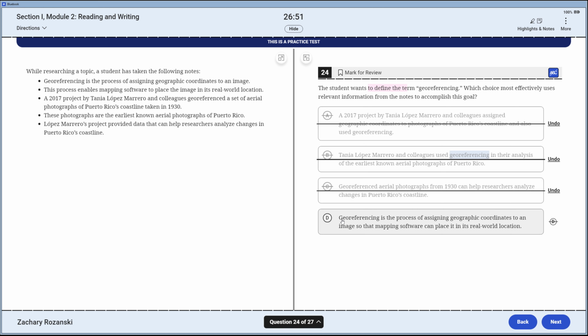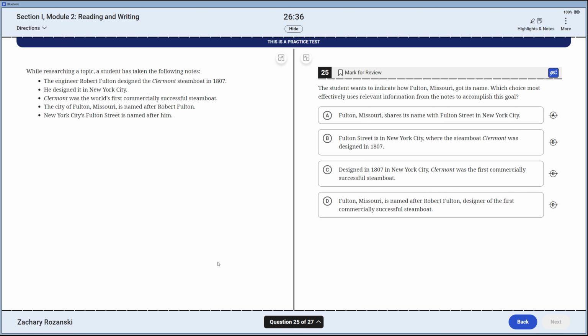I'm getting a little bit scared, but "georeferencing is the process of assigning geographic" coordinates. This is awesome. I love this choice. I'm just going to make sure the fact is okay. Process of assigning geographic coordinates to an image that mapping software. This process of maps. I love it, right? Thank goodness all of those are just absolutely trash.